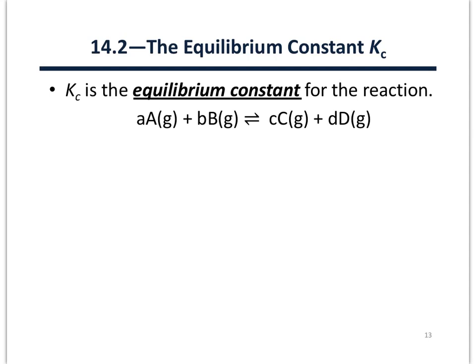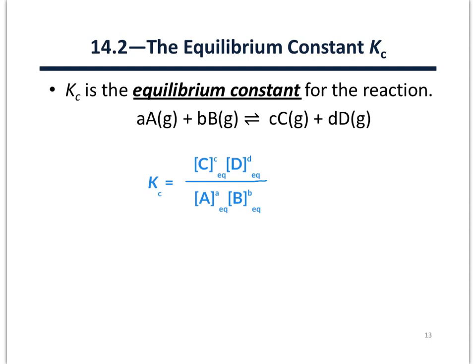Now, the equilibrium constant expression often is written using molar concentrations, and that's why we put this little c here beside the K. Sometimes the c is omitted, and sometimes it's replaced with an EQ for equilibrium. Here I've written out the equilibrium constant expression for the reaction of A plus B going to C plus D, where the stoichiometric coefficients are little a, little b, little c, and little d respectively.